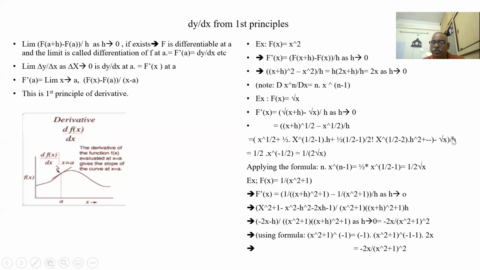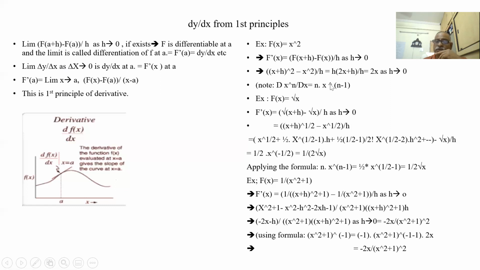So x to the power 1 by 2 and x to the power 1 by 2 get cancelled. If I take h out, this h and h get cancelled, because everywhere there is h square, h cube. So h will go out. When I substitute h as 0, all these terms will become 0, because this h is getting cancelled. So what is left? Half into x to the power of minus half. X to the power of minus half is 1 by 2 root x. That is why the differentiation of root x is 1 by 2 root x.